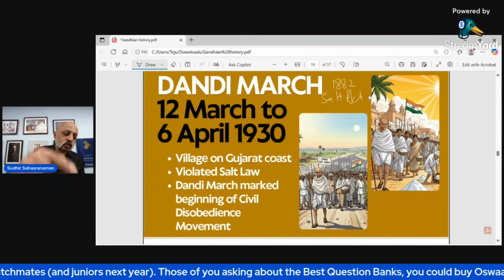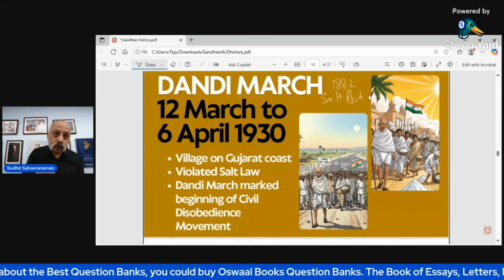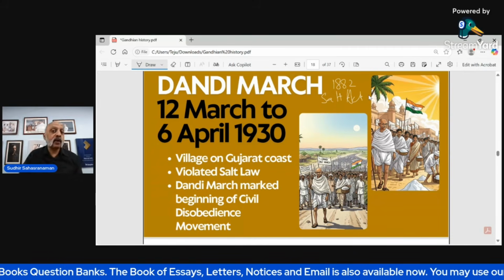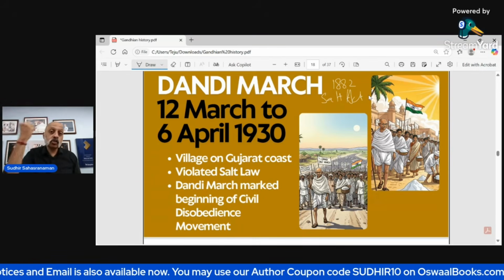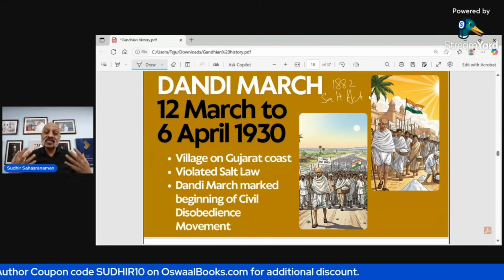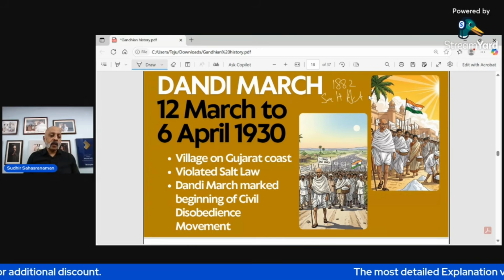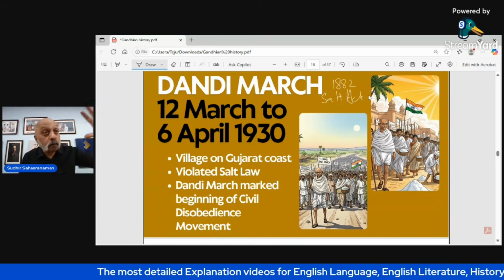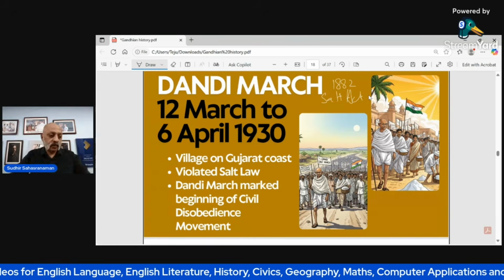So he decided to march to Dandi. He started from Sabarmati Ashram near Ahmedabad on the 12th of March, reached Dandi, a village on the coast of Gujarat, on the 6th of April 1930, and picked up a fist of salt and violated the British salt law. That's why the Dandi March marked the beginning of the civil disobedience movement in 1930. And Subhash Chandra Bose, interestingly, compared Gandhi's Dandi March to Napoleon's march on Paris, right? He thought it was that much of a big thing.